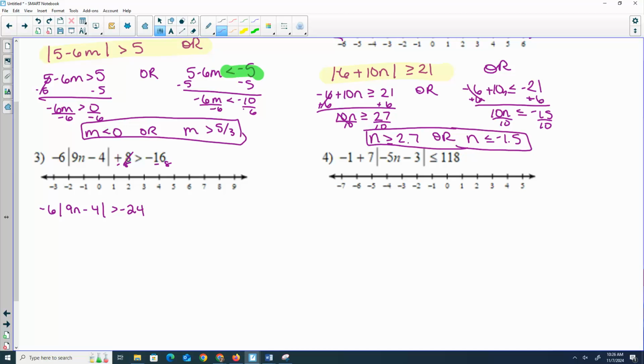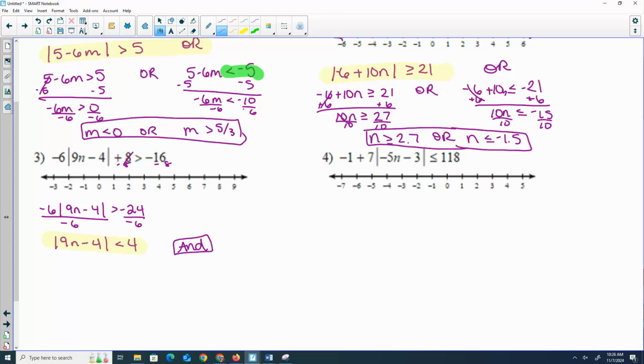These are probably problems where everyone needs to be paying the most attention. These are where we've had the most trouble. If I'm getting rid of this negative 6 and I divide by it, what happens to my inequality? Okay. Do not skip writing this step. When I look at this, is that and or? Okay. And means it's in between two numbers, right?